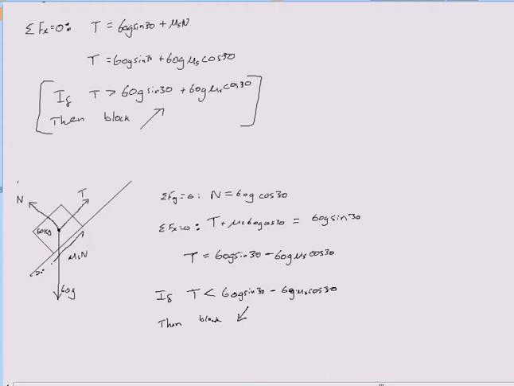So in order to determine whether this block is going to be stationary, we just need to check which one of these inequalities it satisfies, and if it doesn't satisfy any of them, that means it's not moving, right? If it's not sliding up the hill, or if it's not sliding down the hill, that means it's not moving. There's no other options left. But in order to do this, we now need to figure out what T is.